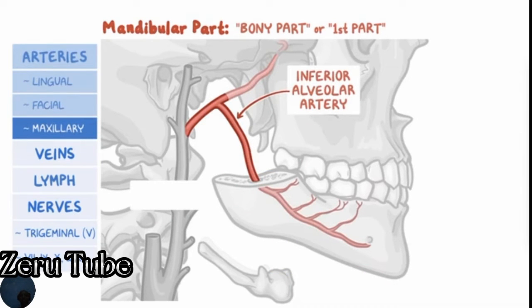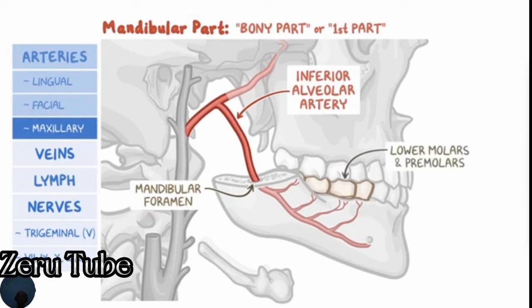The inferior alveolar artery generally supplies the lower jaw and the lymphatic structures. The inferior alveolar artery and inferior alveolar nerve go into the canal through the mandibular foramen. So you should find the foramen. This foramen is found in the mandible, and we can find the two main structures, the inferior alveolar artery and the inferior alveolar nerve.